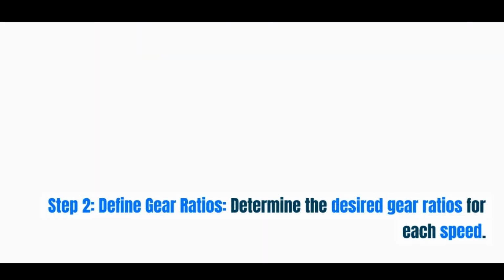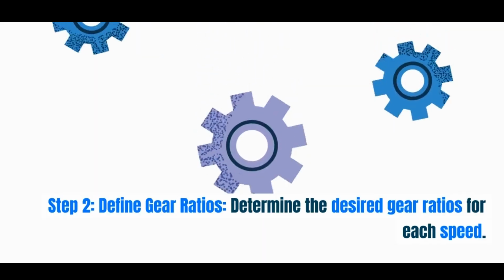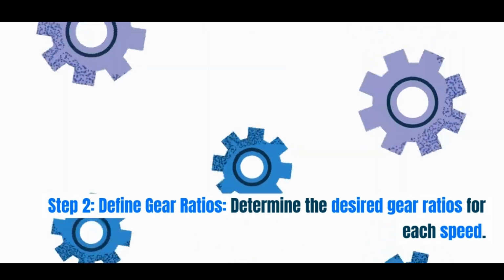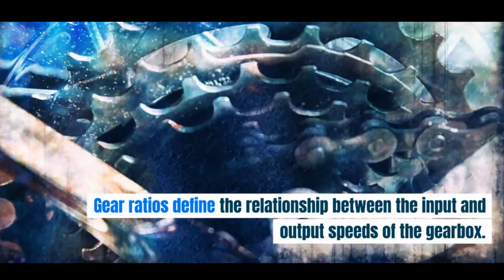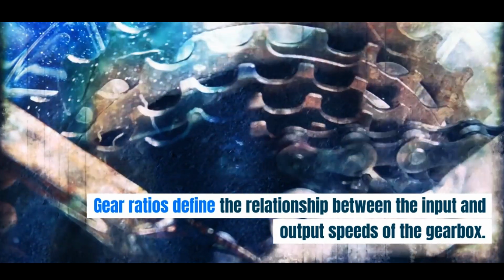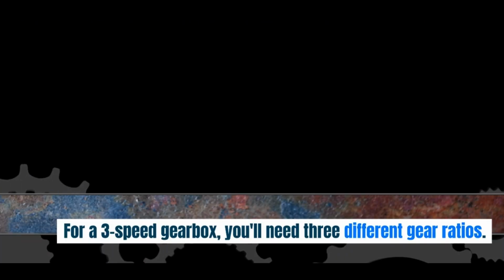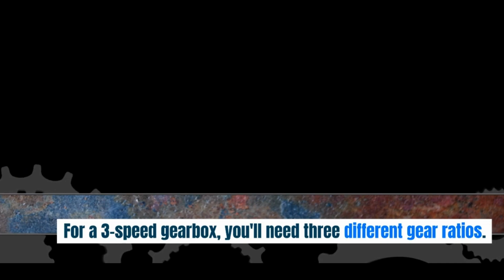Step 2. Define gear ratios. Determine the desired gear ratios for each speed. Gear ratios define the relationship between the input and output speeds of the gearbox. For a 3-speed gearbox, you'll need 3 different gear ratios.